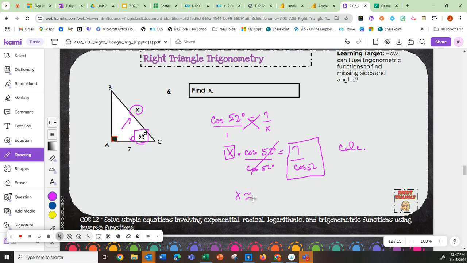And I am going to get approximately, if I round to the nearest tenth, 11.4. And they did not give me centimeters or inches, so I'm not going to put any units on that. So these last two, we're going to have to use the calculator to find the cosine of 52. That's not just going to be something that we know.